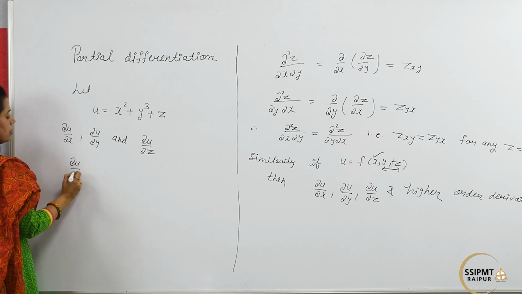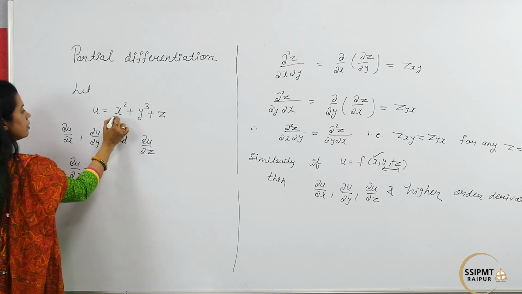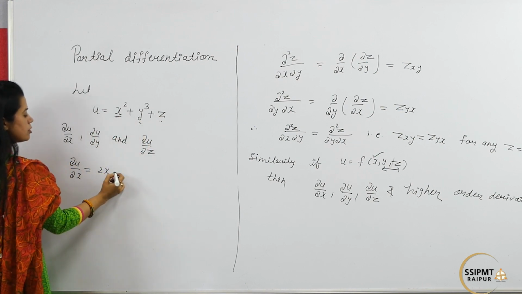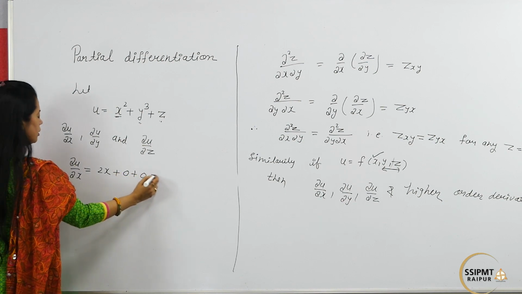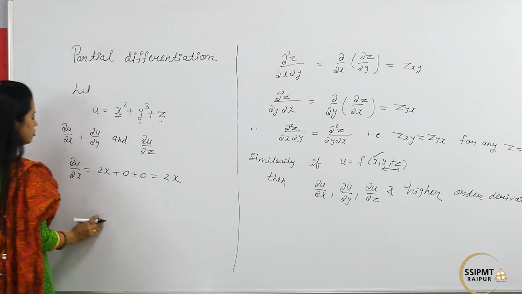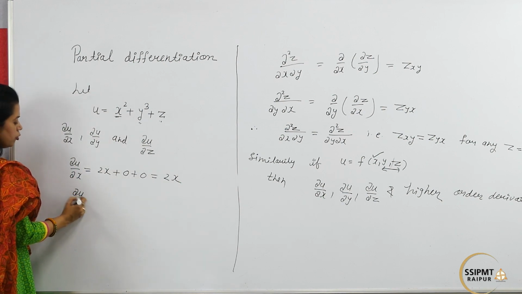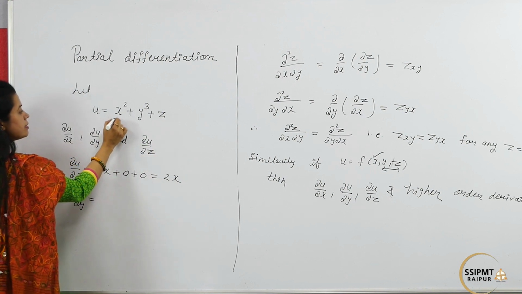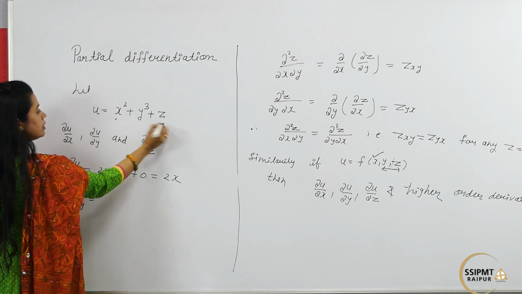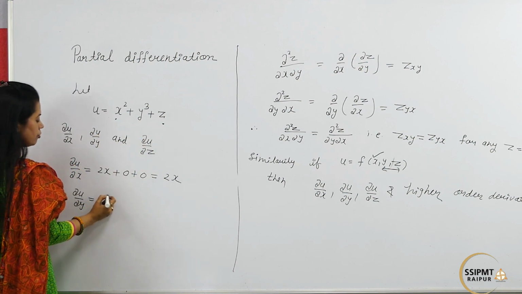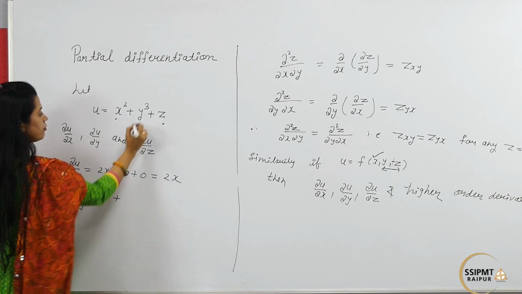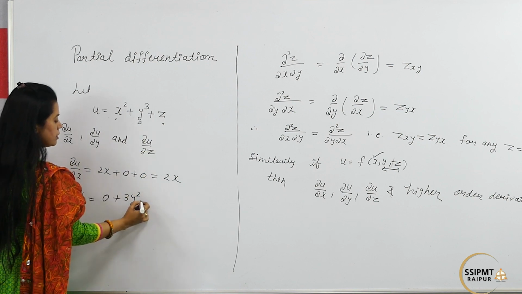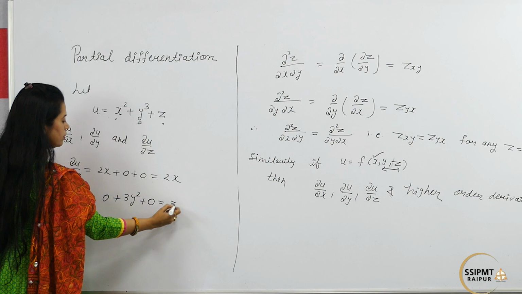So del u by del x will be, when we differentiate x square, it gives us 2x, and these two are treated as constants, so they will be 0, 0. Therefore, del u by del x will be twice of x. Similarly, del u by del y. When we are using y, then x and z both are treated as constants. So this will be 0, the differentiation of y cube will be 3y square, and the differentiation of z will be 0.